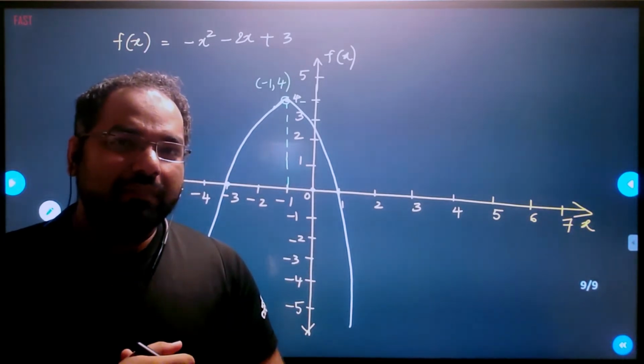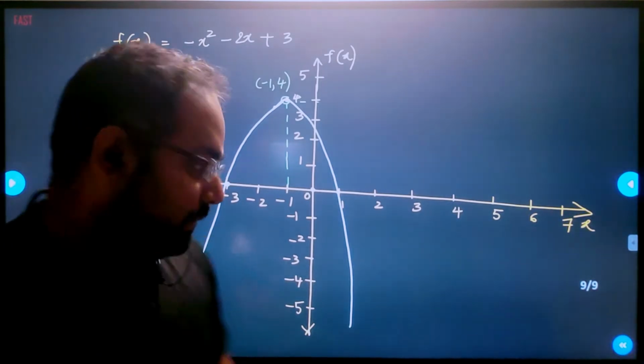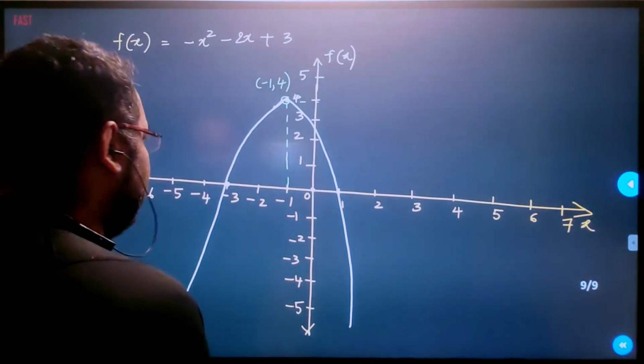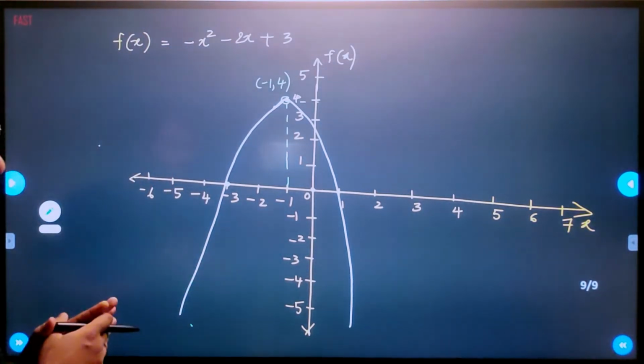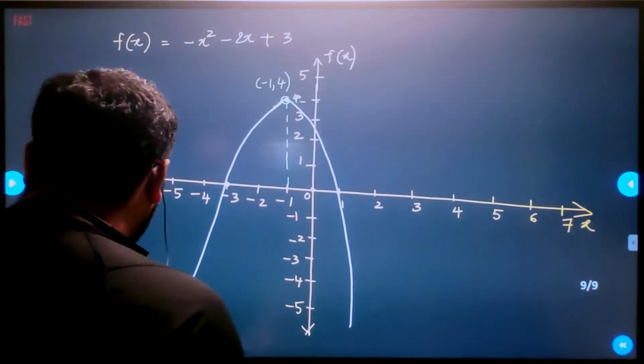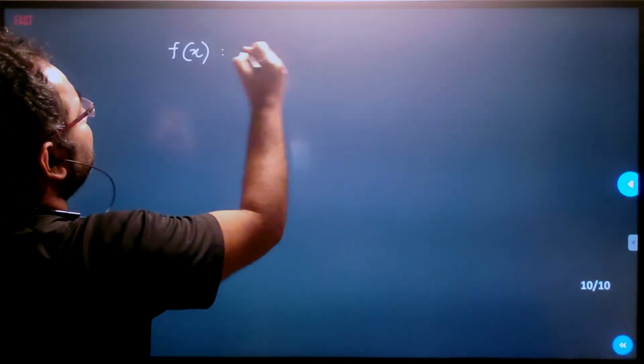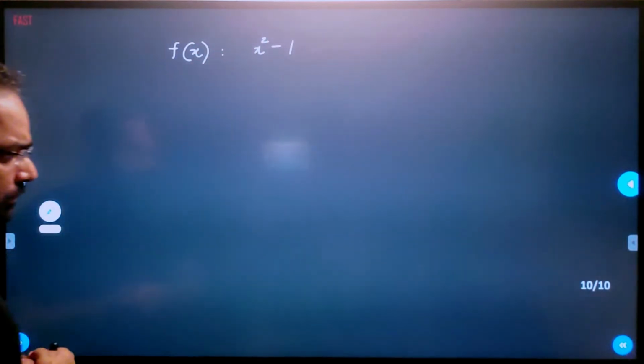Let's take 2-3 examples to understand how certain graphs might look. Okay, quadratic only. I'm not going to go beyond that. If you want to write down something, you can pause the video at any time and write it down. But here I'm going to take one more example for you. Let's take a situation like this: x square minus 1.